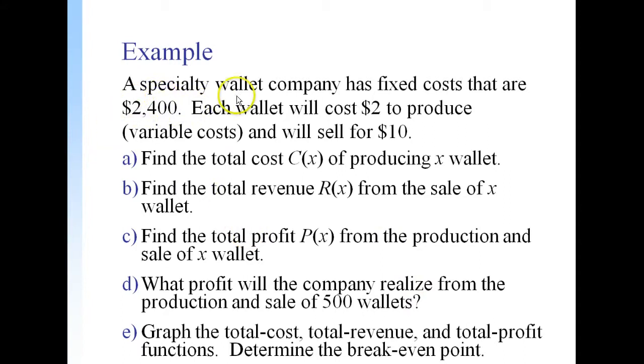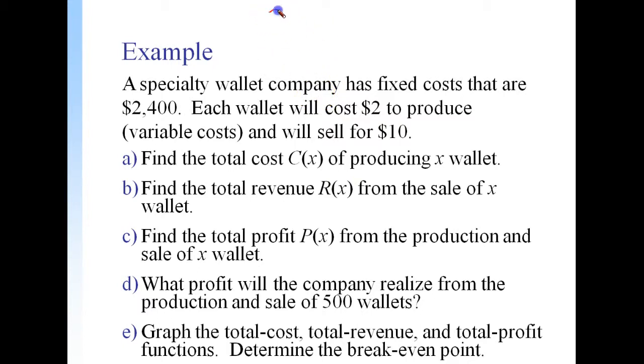So a specialty wallet company has fixed costs that are $2,400. Each wallet will cost $2 to produce. And so there's fixed costs, variable cost, and there's your revenue. The sales price is $10. So they give us a series of questions here. Well, before you see the slides, let's see if we can make up some equations here.